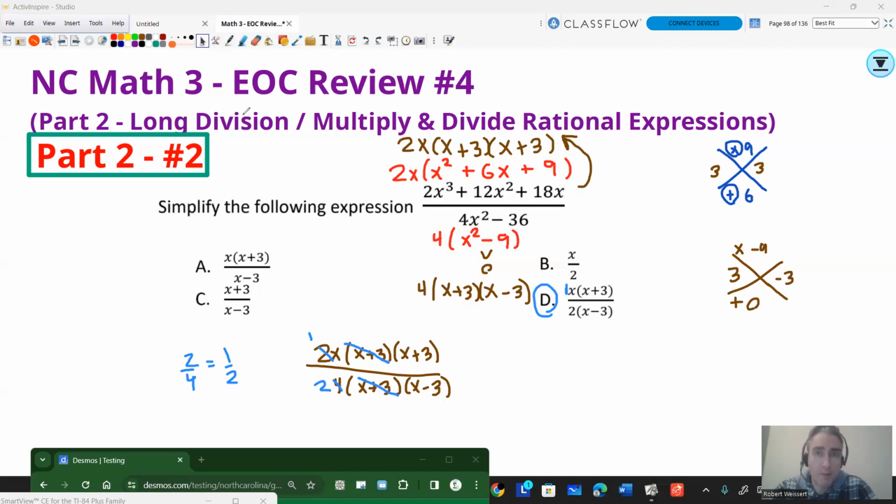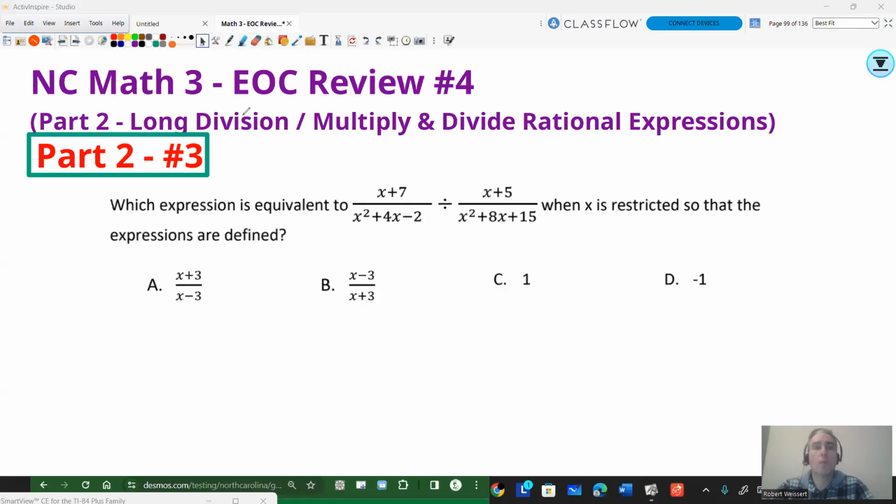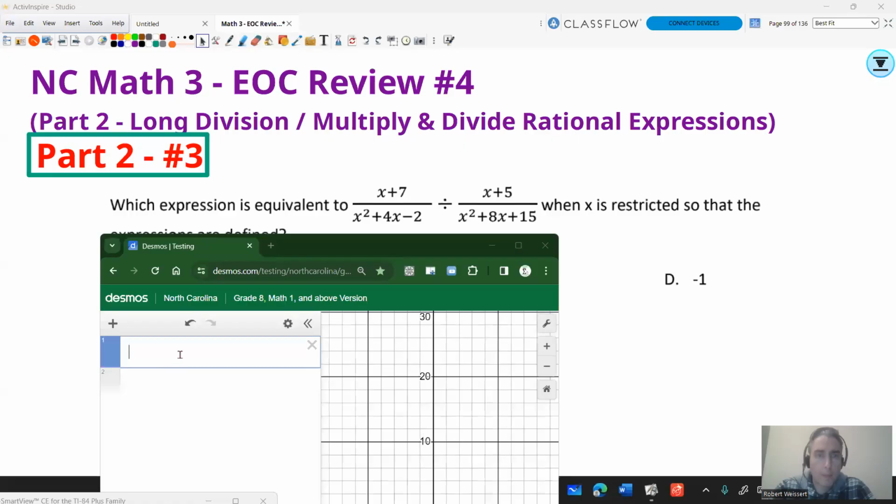All right, let's go to number 3. Number 3 is a division problem: which expression is equivalent to (x + 7)/(x² + 4x − 21) divided by (x + 5)/(x² + 8x + 15)? You can key it in as a division problem, but you've got to be careful how you do that. Let me walk you through how I key it in as a division problem.